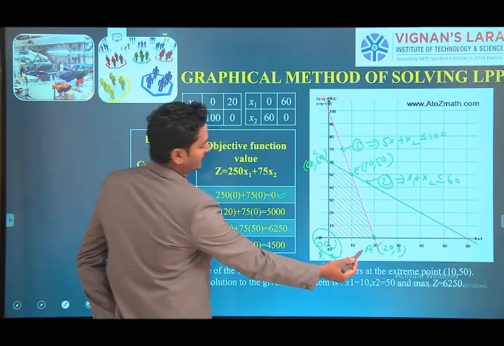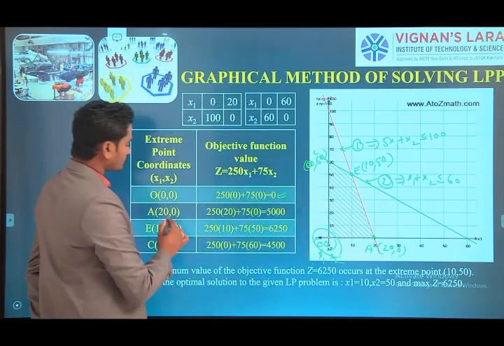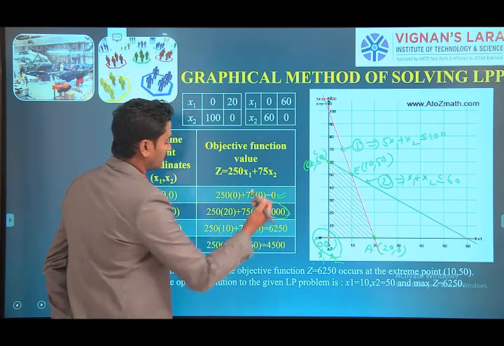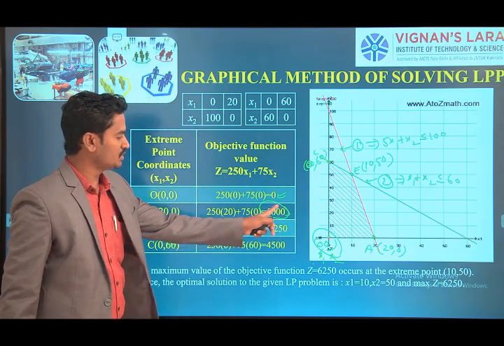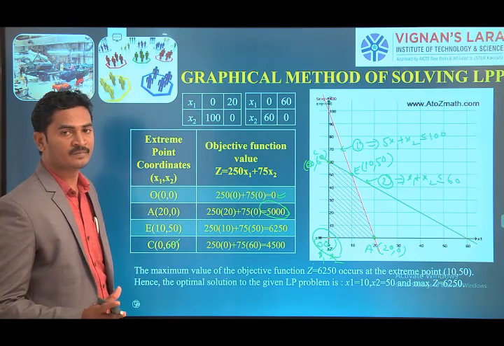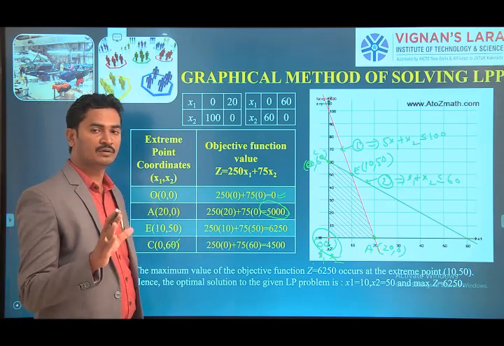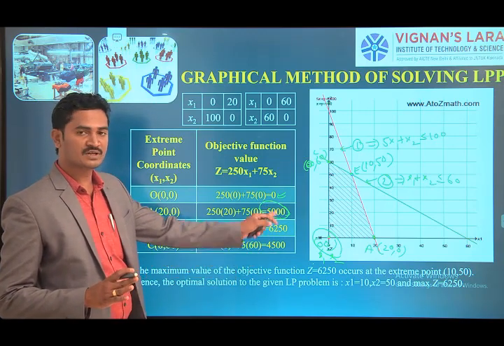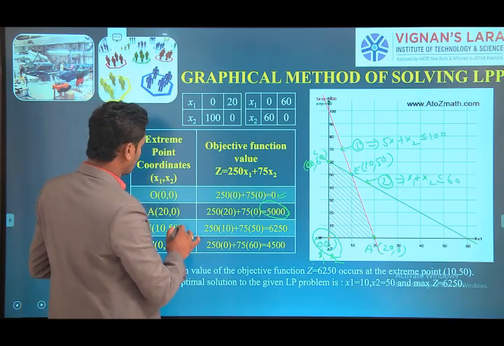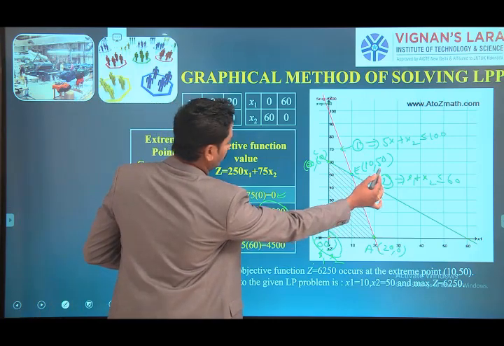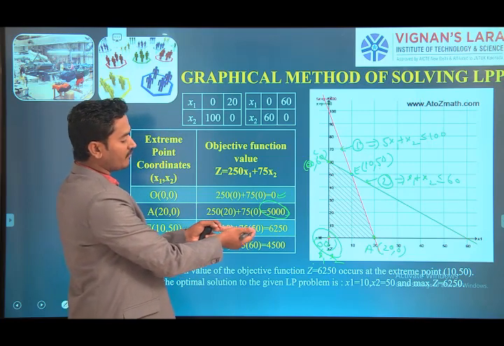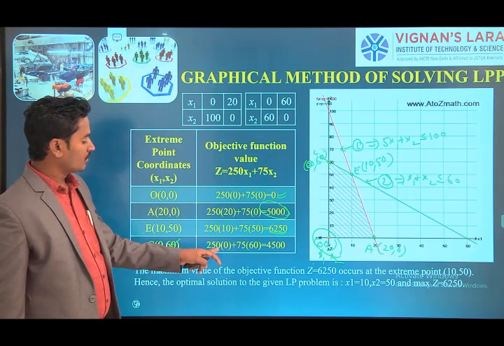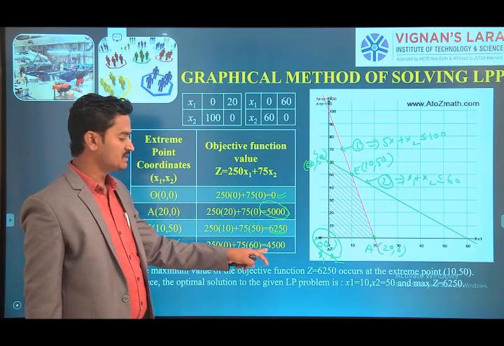Coming to the second point, A, 20, comma 0. We are going to substitute this value into the objective function. Finally, we get 5000. What is this value? 0 and 5000. These are the profits. After selling all products, he is going to get the profit. He is going to earn this much amount. Okay. Next, third point is 10, comma 50. 250 of 10 plus 75 of 50 is equal to 6250. Next C point, 250 of 0 plus 75 of 60 is equal to 4500.